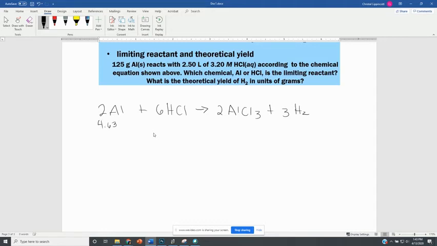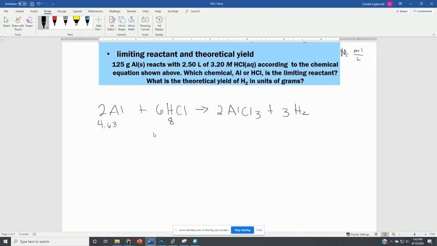And then this one, they gave us molarity and they gave us liters. So if we know that molarity equals moles over liters, if we want to figure out mole amounts, we're going to multiply our molarity times our liters. So if we take 2.5 times 3.2, that's going to give us 8 moles of HCl contained in that material.